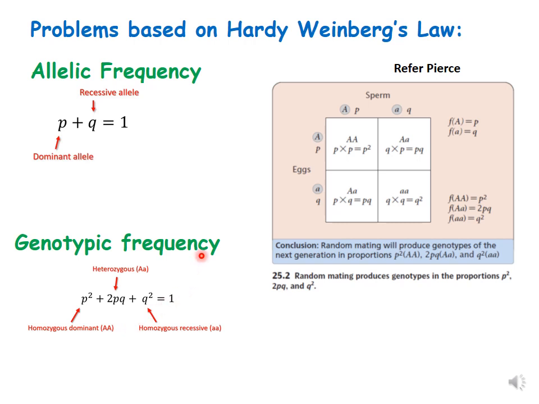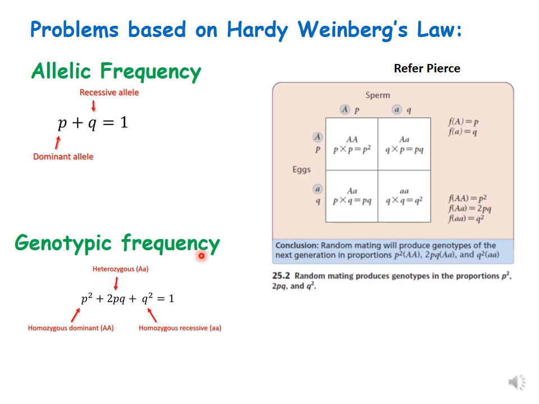For this the equation is p square plus q square plus 2pq is equal to 1, where p square represents the homozygous dominant genotype, q square represents the homozygous recessive genotype, and 2pq represents the heterozygous genotype. So these are the two basic formulas for solving problems related to Hardy-Weinberg's law.